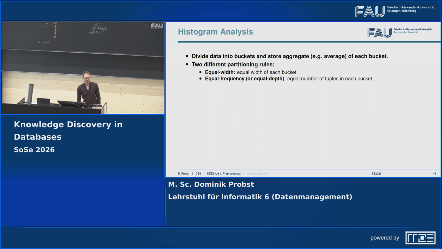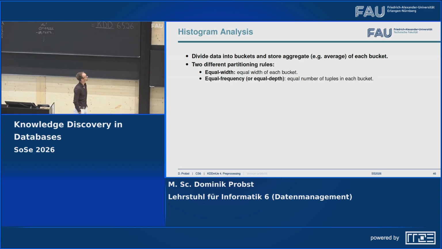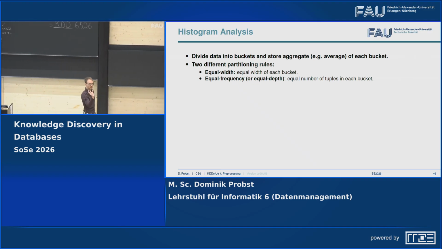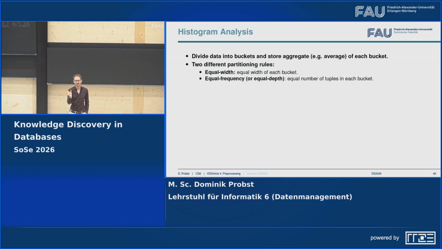There are two different partitioning rules for histogram analysis. We can either have the equal width method, which is we put every value in a certain range with a given width into the same bucket. So every value between 1 and 10 gets into one bucket. Every value between 11 and 20 gets into one bucket. Every value between 21 and 30 gets into one bucket. So all buckets are the same width.